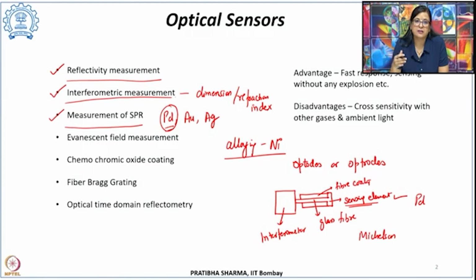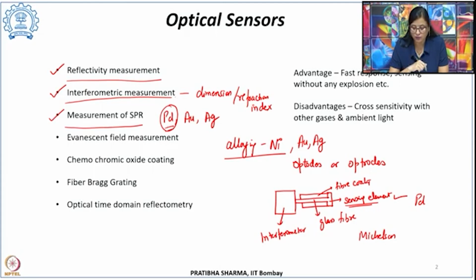Now this delamination is a result of expansion that takes place on hydrogen adsorption, and repeated cycling, expansion and contraction, causes delamination. Now when we alloy it with nickel, it makes the film more stable. At the same time we can also have alloying with other elements like gold or silver, and this increases the stability of the palladium film, and it also makes the response faster in the optical sensor.